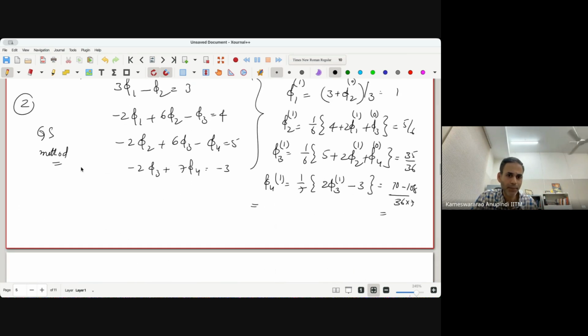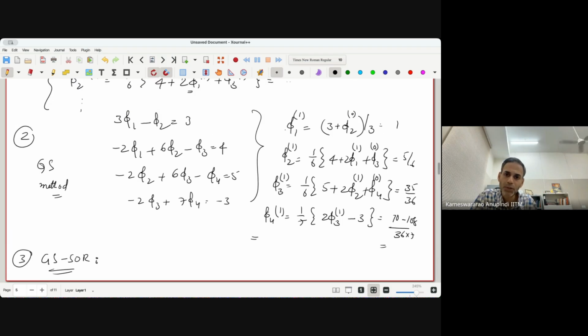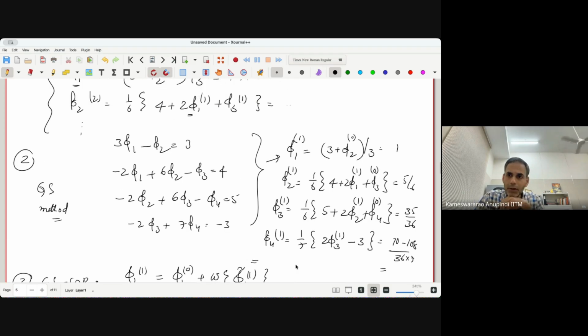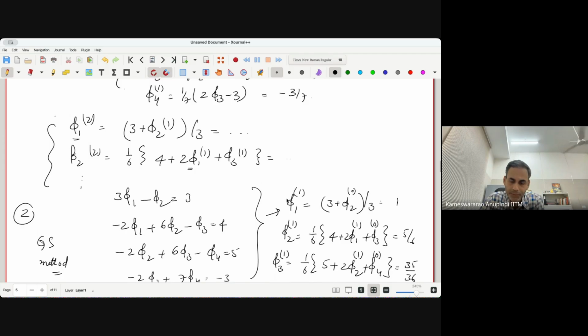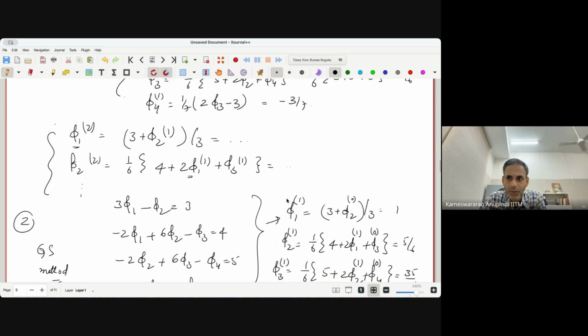If it is going to be the Gauss-Seidel SOR, of course, we will not try to do it by hand, but when you code it up, once you calculate this one, you can say that my new Phi1 of 1 is going to be your Phi1 of 0 plus whatever the relaxation factor is that is given to you times the Phi1 of 1 tilde that is calculated using Gauss-Seidel. So that is how you would do it for all these 3 methods. Any questions so far?